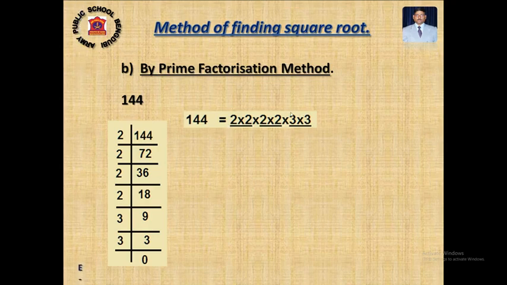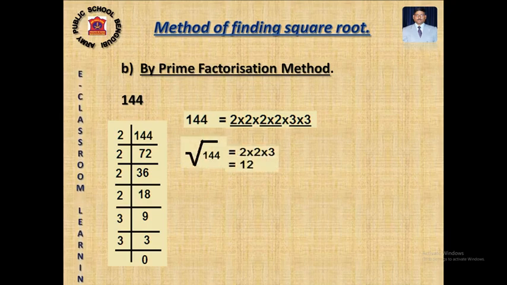If there is no pair of equal prime factors, then straight away we can say this number is not a perfect square number. But when I say find the square root of this number by the prime factorization method, you have to assume this number is a perfect square only. Now what will be the answer?